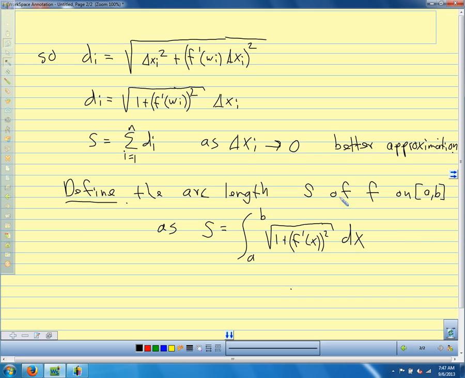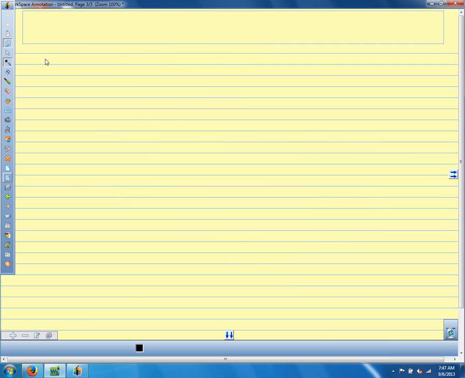So any questions on our development here? Okay, I just want to do one quick example with an arc length integral with a new kind of function that we just learned the other day, and then we're going to talk quickly about surfaces of revolution.